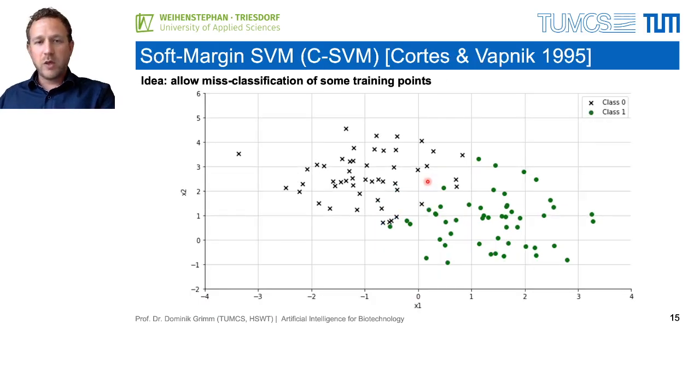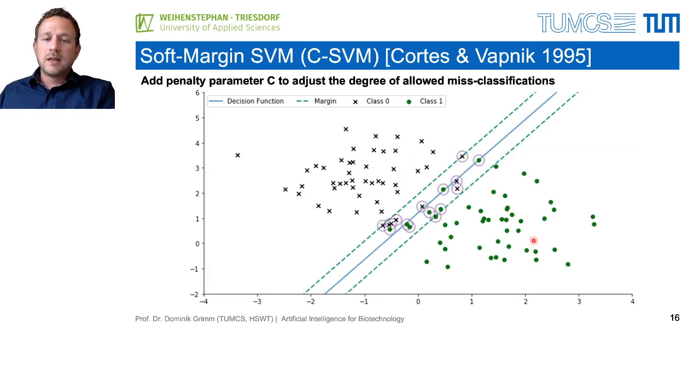So in reality, we have something like this. And how can we find a decision function that separates these two classes? The idea behind this is that we allow misclassifications of some of the training points. This was published in 1995 by Cortes and Vapnik. The result looks as follows. We have a decision function again, and a margin around it. And we have now an additional penalty parameter C. And C adjusts the degree of allowed misclassifications.